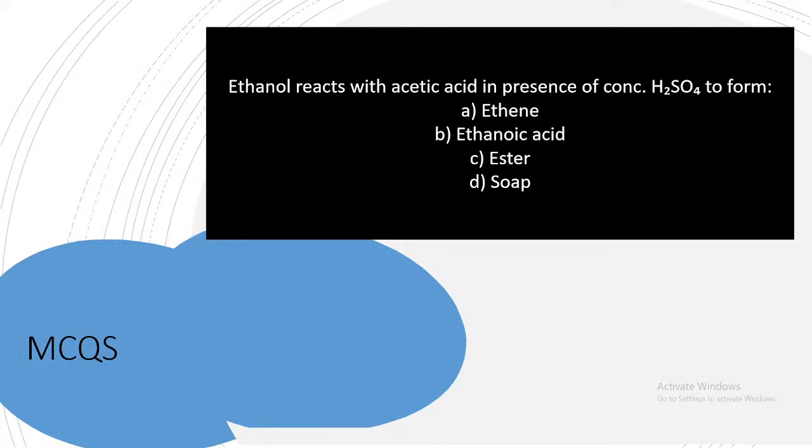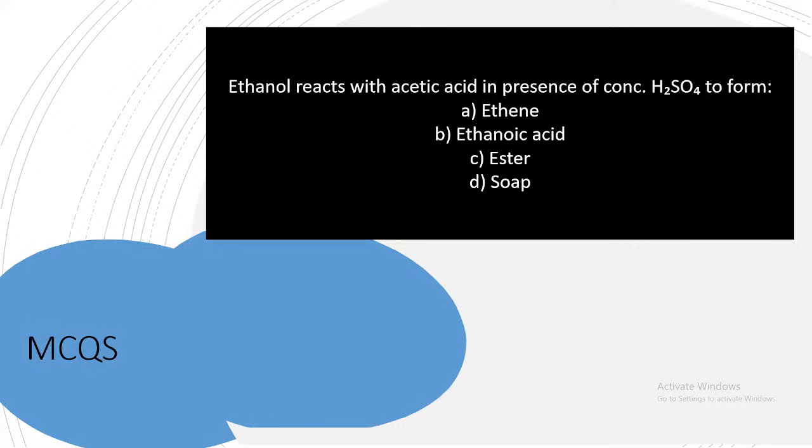Now this one: ethanol reacts with acetic acid in presence of concentrated sulfuric acid to form option A ethene, option B ethanoic acid, option C ester, option D soap. So these are the properties of ethanol. What will it form? Will it be ethene, ethanoic acid, ester or soap? Ester. Option C, option B. B is ethanoic acid. Okay, C.